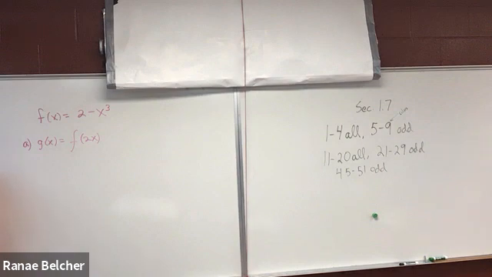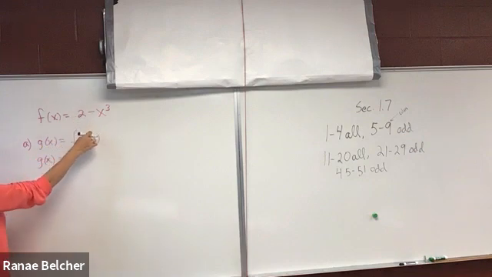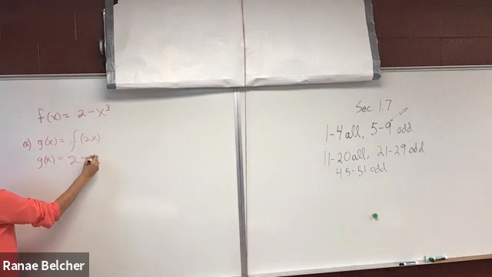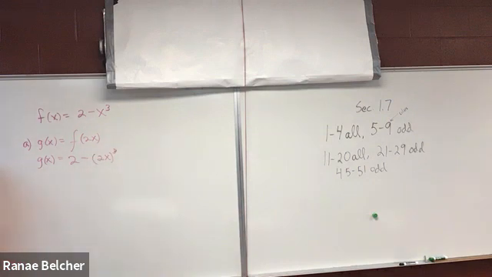Can everybody look up here? They want you to compare f of x and g of x, but they write it like this. So what do you think you're expected to do? Yeah, so I think this is f of x, right? But instead of x, you'll have 2x. And so g of x is going to be 2 minus 2x cubed. That make sense?